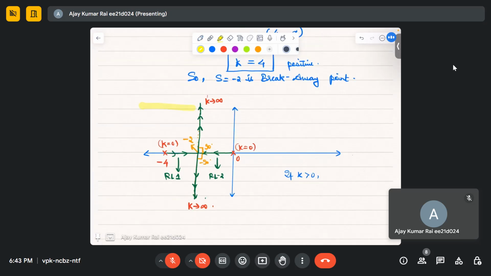The root locus, or the closed loop poles, should lie in this area. The question was for what value of k the closed loop poles should lie on this side. You can see from the root locus also that if k is greater than 0, the root locus is always lying in the left half plane. So we just confirm the stability by drawing the root locus. Any doubt?